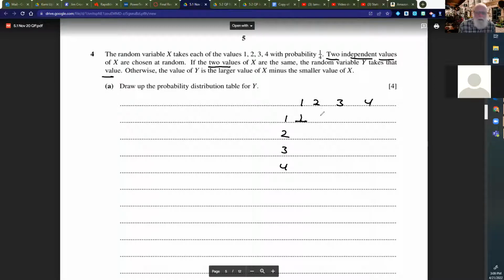All right, now in this spot, what did I roll? A 2 and 1. So in this case, they're not the same. When they're not the same, Y is the larger value minus the smaller value. Always subtract the smaller value from the larger value. So in this case, 2 minus 1 is what? 1. Exactly. So then what's this one going to be? 2. And what's this one going to be? 3. All right. Take a minute and write that down.